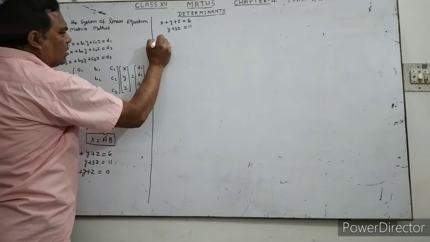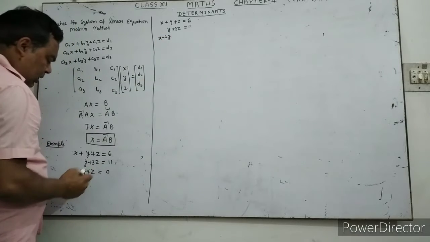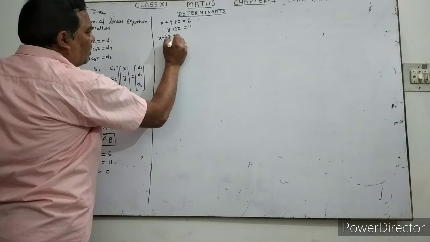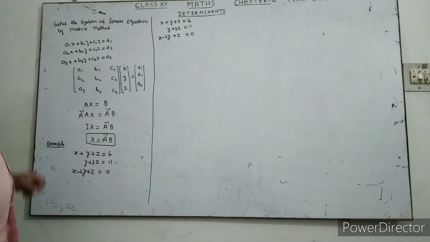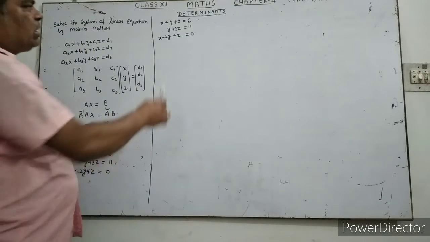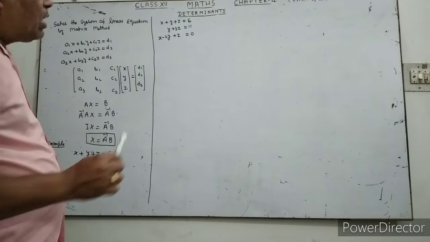And the third equation is X minus 2Y plus Z equal to 0. Now write these equations. Suppose these are equations first, second, third. Write these equations in the matrix form.